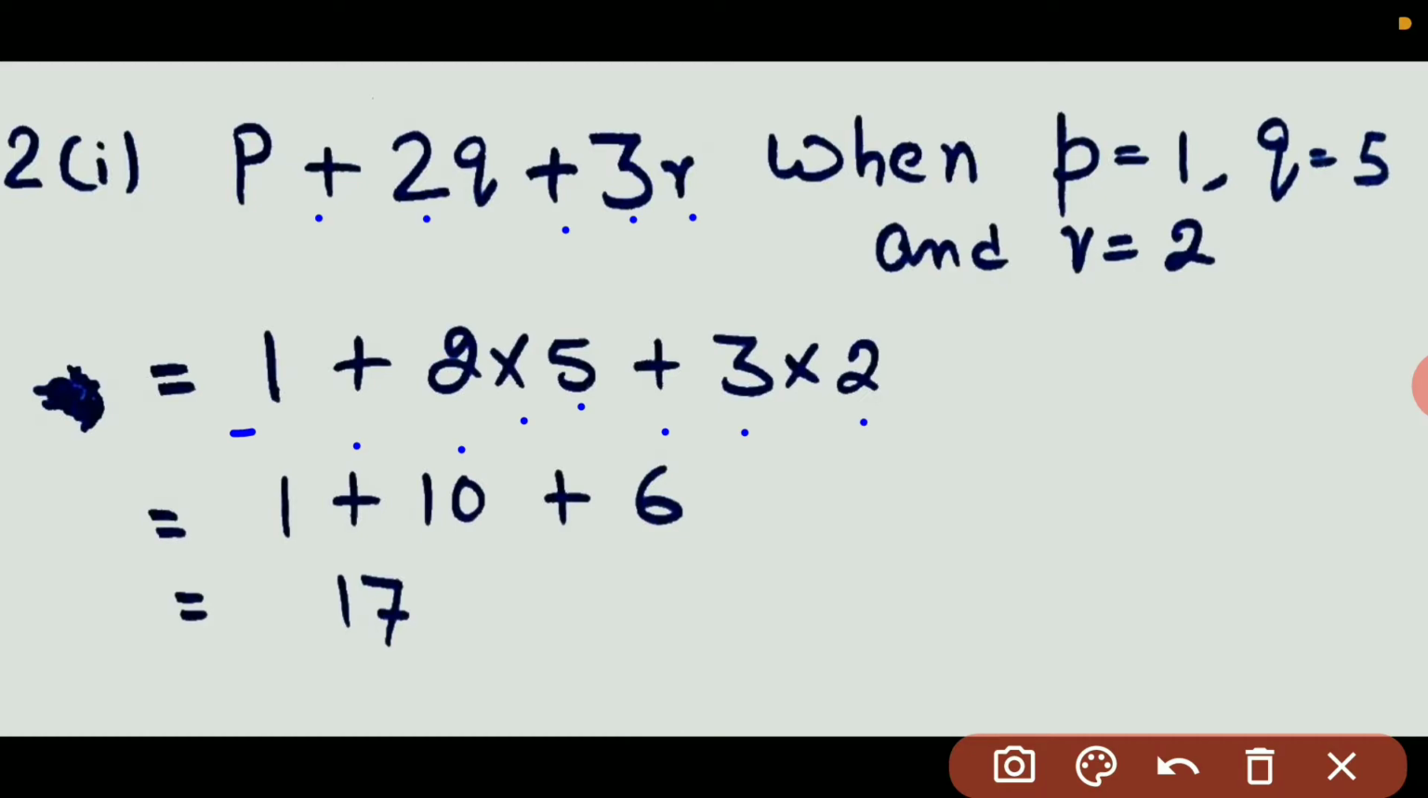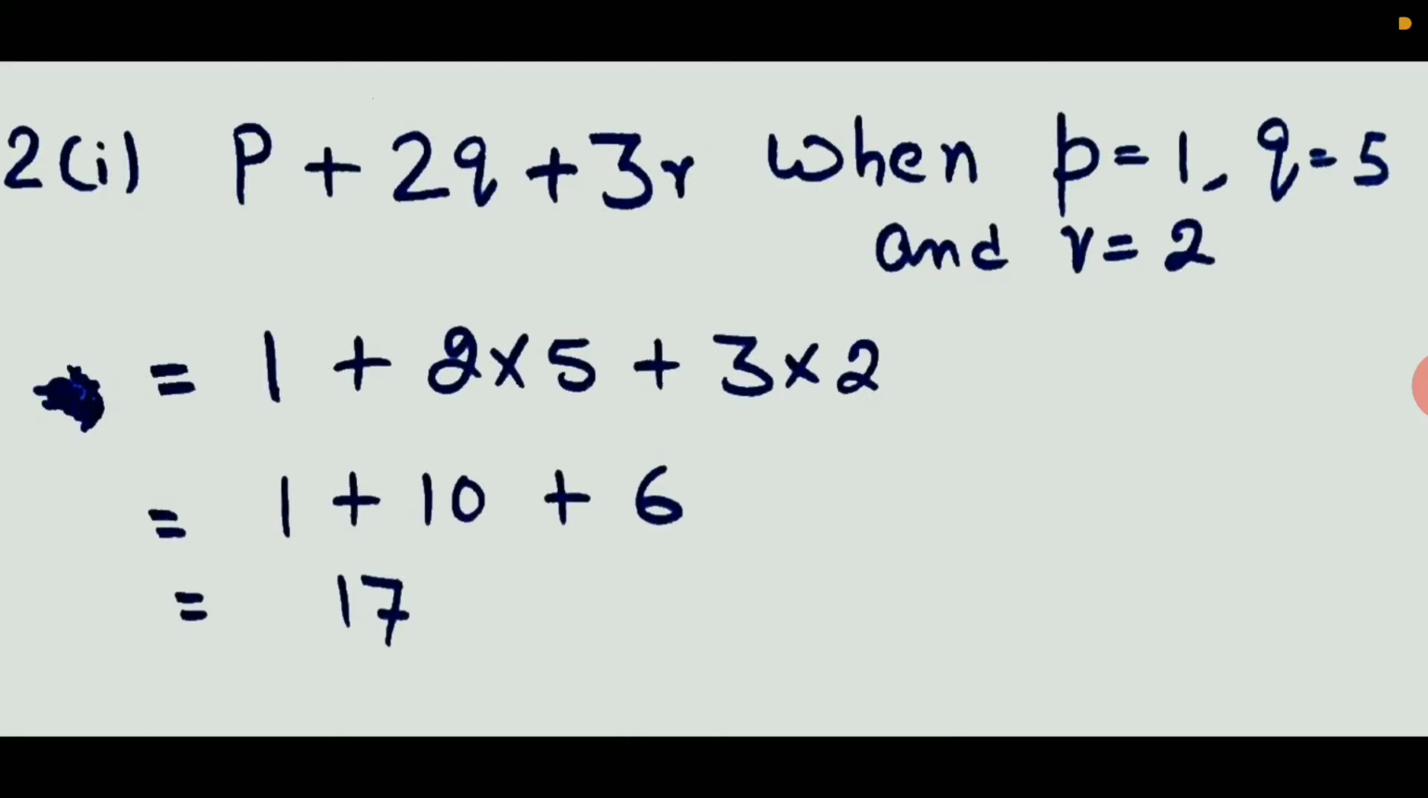So now further solving it, we shall get 1 plus 2 into 5 is 10, 3 into 2 is 6. So 10 plus 1 will give me 11, plus 6 shall give me 17. Most of you have already completed this in your Google Meet. If you cannot do it, then I have made the solution for you. Let us go to number 2.